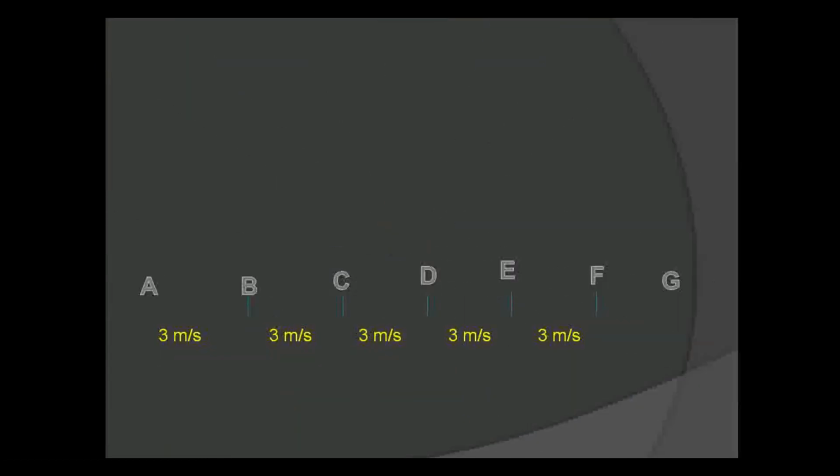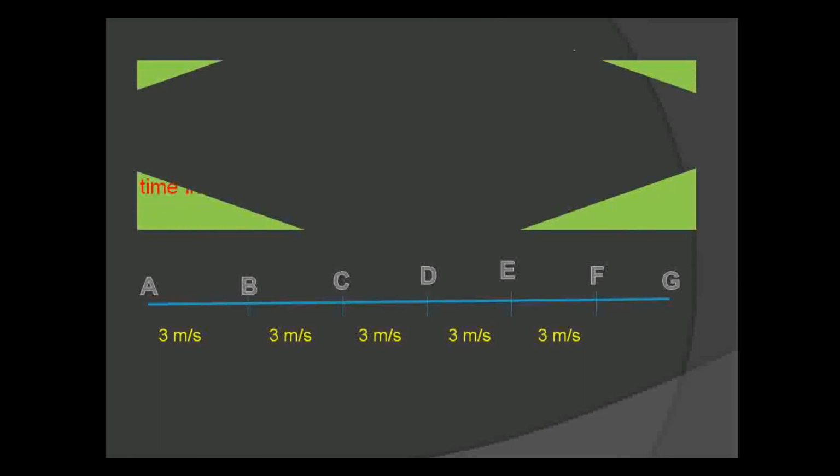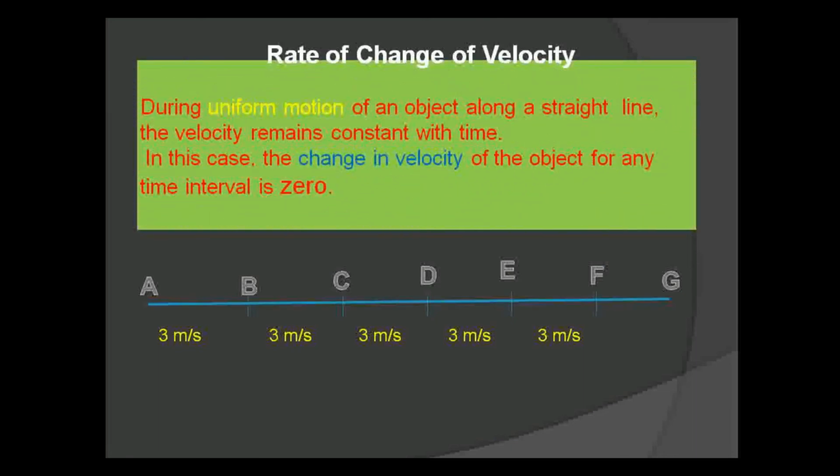Now here, rate of change of velocity. During uniform motion of an object along a straight line, the velocity remains constant with time. In this case, the change in velocity of the object for any time interval is 0.